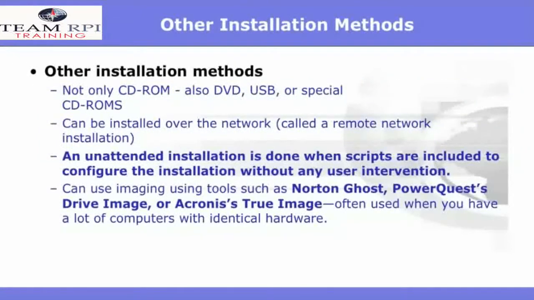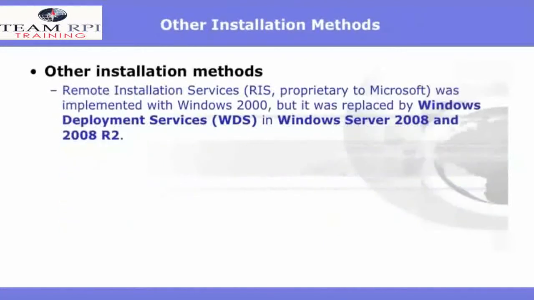There are multiple ways for you to perform your installation. You shouldn't think that you're locked in to only using a CD-ROM or DVD or USB. Windows can also be installed over a network or using an unattended installation. You can also perform an installation using an imaging tool like Norton's Ghost or PowerQuest Drive Image. And if you're in a networked environment, Windows Deployment Services are available via Windows Server 2008 and 2008 R2.